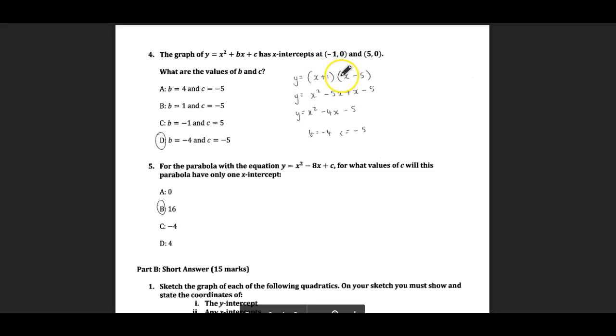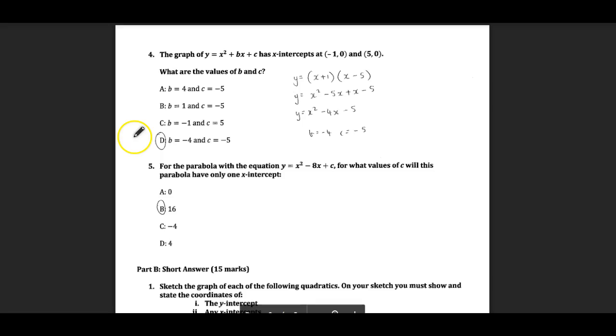When we've got x plus 1 equals 0, that's where the -1 comes from, and x minus 5 equals 0 will give you an x-intercept of 5. So I've written it in factorized form. There's no coefficient here, so I don't need to put an a here. Okay, so there's no unknown. It's already 1, so I don't need to calculate what it would be here. All right, so just expanding these brackets, and I get b equals -4 and c equals -5.